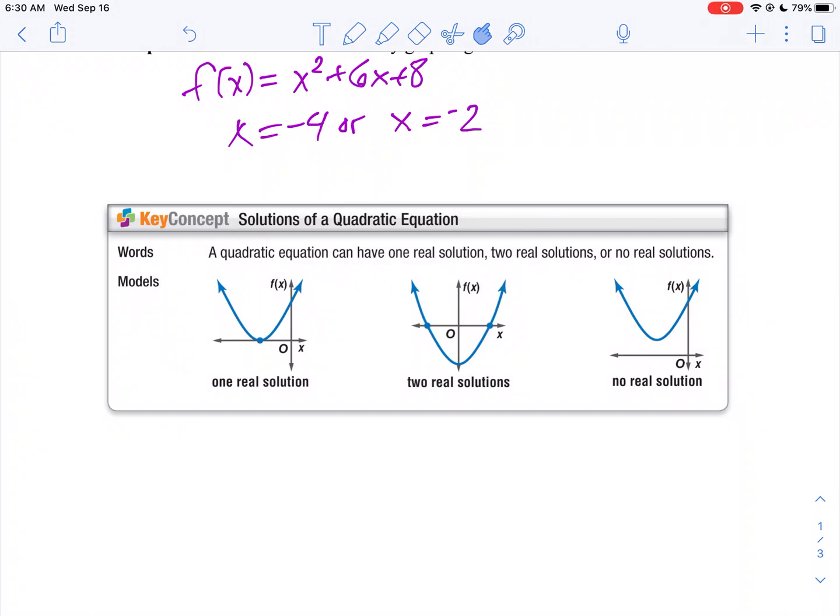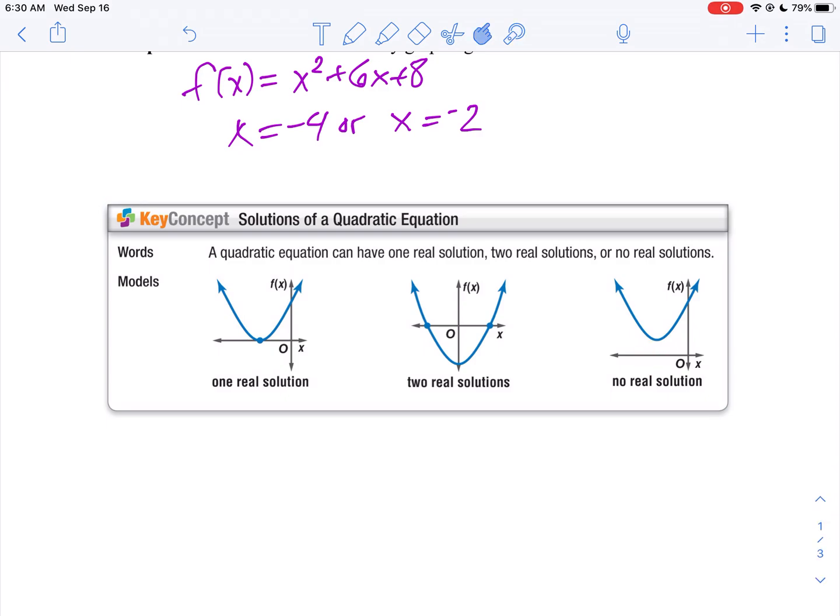When you solve a quadratic equation by graphing, you have different possibilities. You could get one solution. That is, the parabola comes down and touches the x-axis. It could be like the problem we just did where it crosses twice, so you get two solutions. If it never intersects the x-axis, there's no solution.